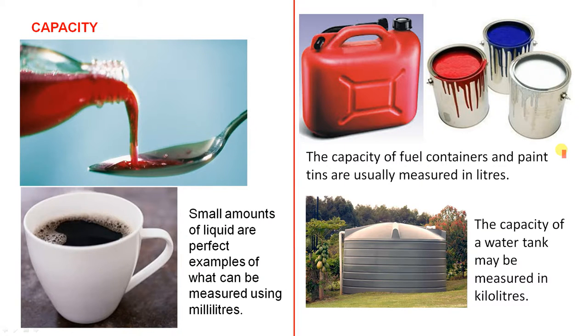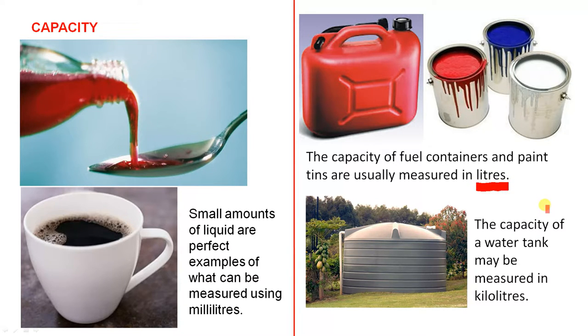The capacity of fuel containers and paint tins are usually measured in litres. So these are perfect examples here. For example, these could be, say, 4 or 5 litre tins, and this sort of container for fuel could take up to 10 litres. So we use litres for those types of objects.